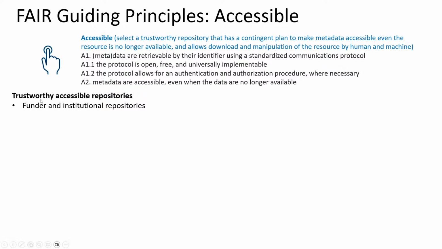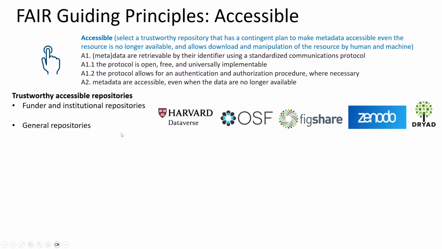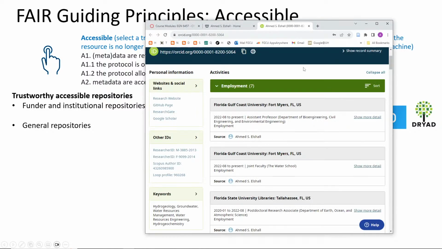That could be the funder and institutional repository, like at FGCU, if they have a repository, for example, or the funding agencies, they could have a repository where they tell you to put your data here. But there could be some other general repositories. So these are examples of some other general repositories where your data can reside. This is an example of one of them, Open Science Framework. So let me show you this one.